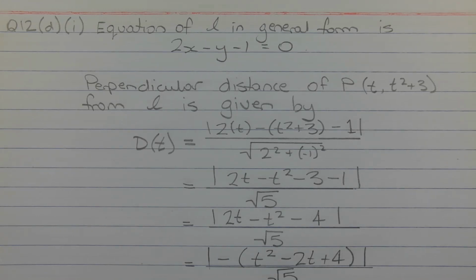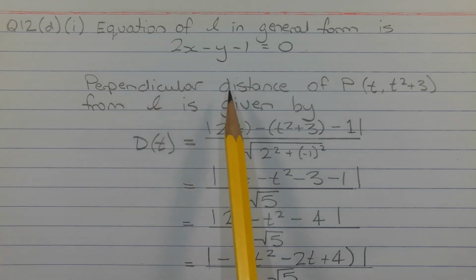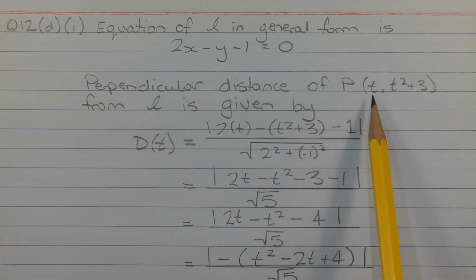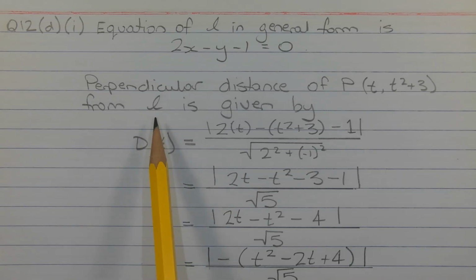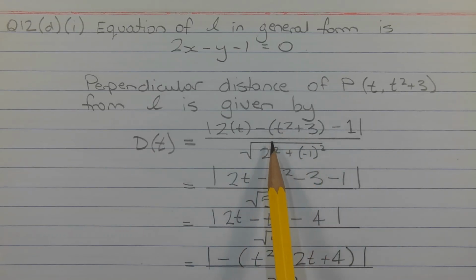In order to use the perpendicular distance formula, we need the equation of line L in general form. Currently, it's in gradient intercept form, that is y equals mx plus c. So rearranging the equation of line L so that it's in general form, we get 2x minus y minus 1 equals 0. Now the perpendicular distance of point P at coordinates (t, t squared + 3) from line L is given by d of t equals the absolute value of 2t minus (t squared + 3) minus 1 over the square root of 2 squared plus (negative 1) squared.